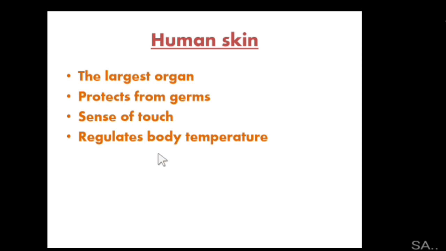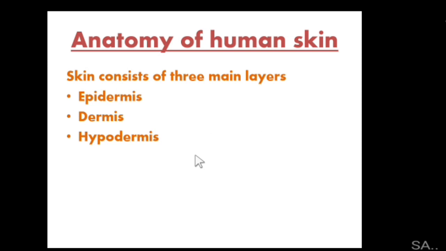A very important function that human skin is performing is regulation of our body temperature, which is very essential. This is termed thermoregulation, which is part of homeostasis. We'll see it later, after human skin anatomy. So without wasting our time, I'm just moving towards the anatomy of human skin.